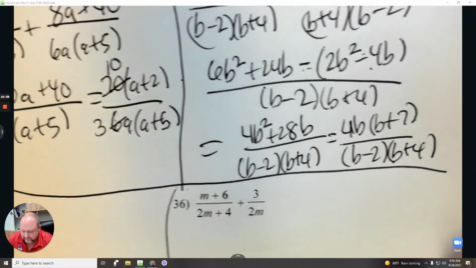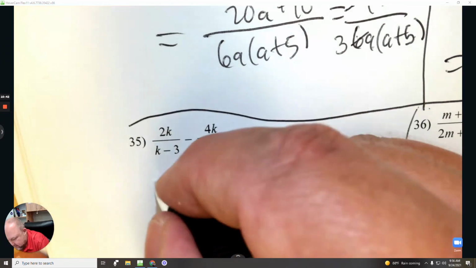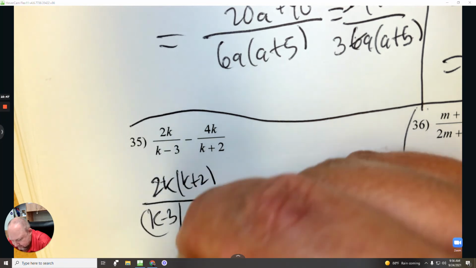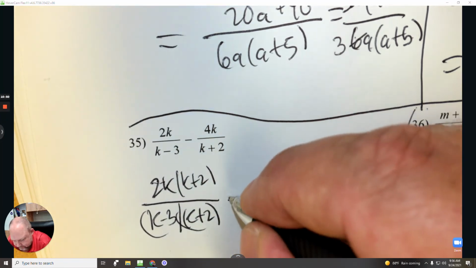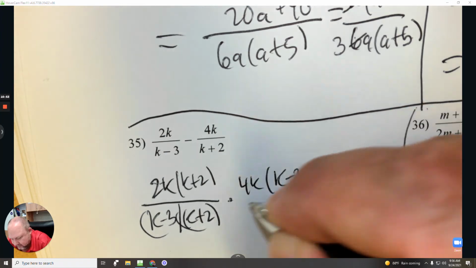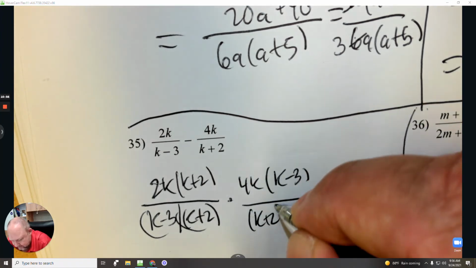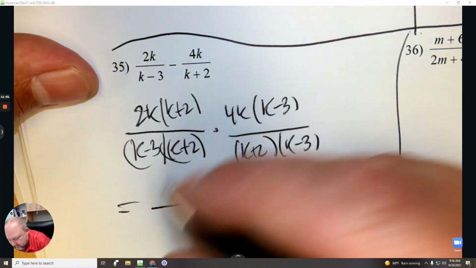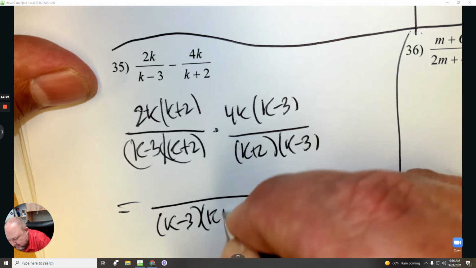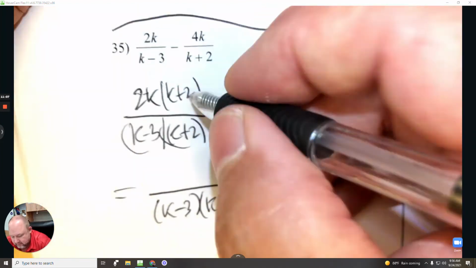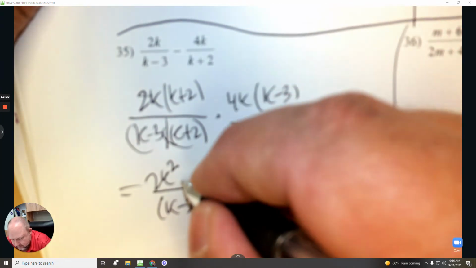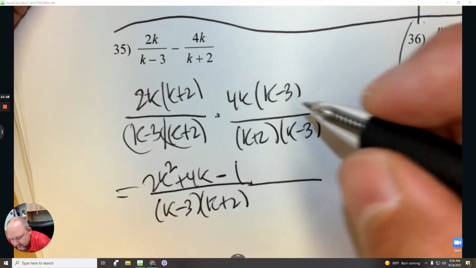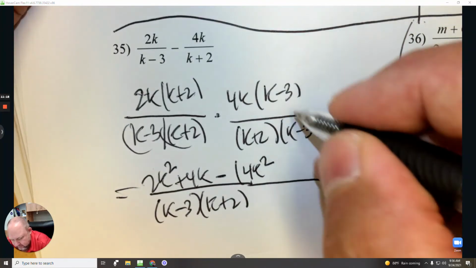All right, two more. 35, I need common denominators, so I'm going to multiply by k plus 2, top and bottom. And k subtract 3, top and bottom. So now we have a common denominator, k subtract 3 and k plus 2. In the numerator, 2k squared plus 4k subtract, I'm going to use parentheses, 4k squared subtract 12k.